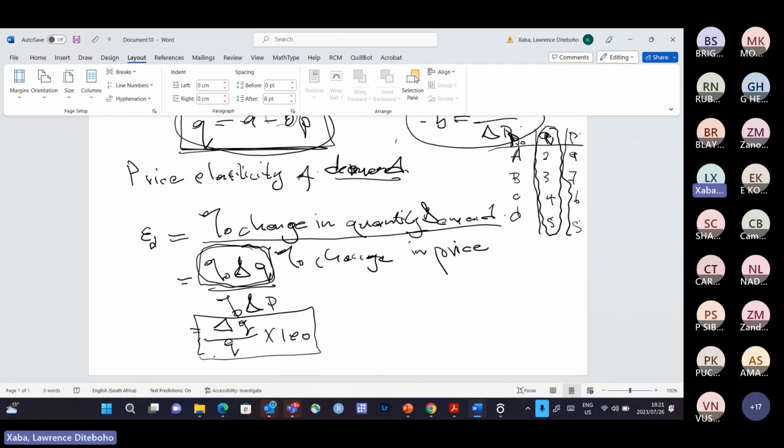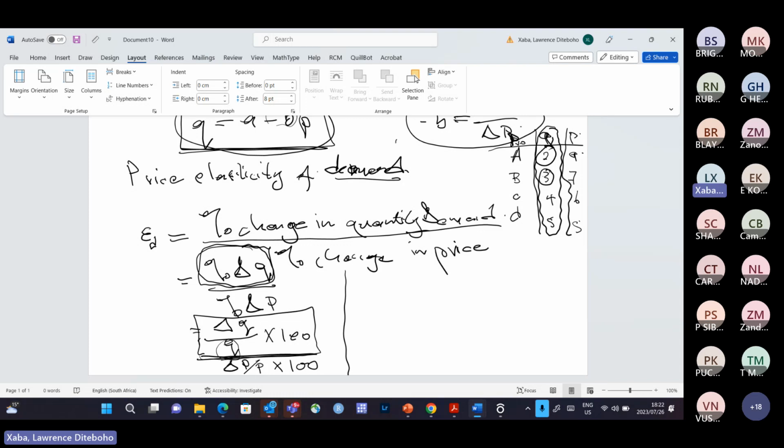So this formula can be used to work with a Cartesian plane, where this is the old price and this is the change, so the change is the new price. This part is our numerator. We do the same on the side of our prices, where we say change in price divided by price times 100.